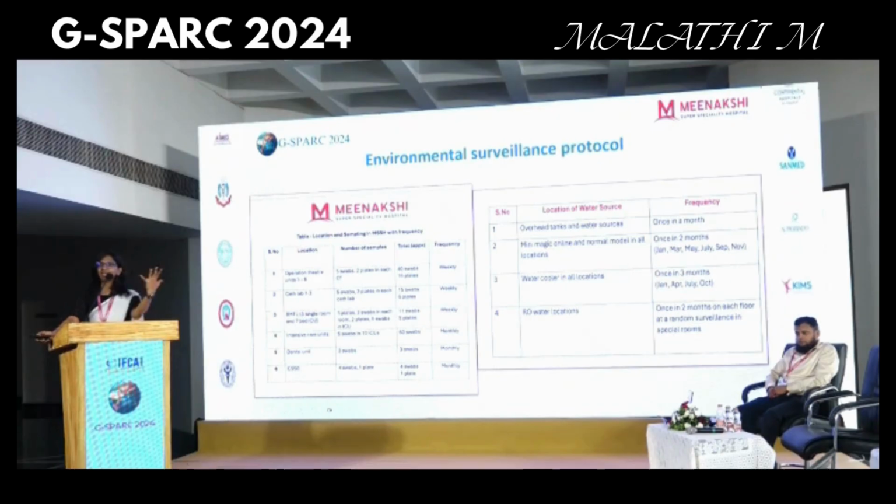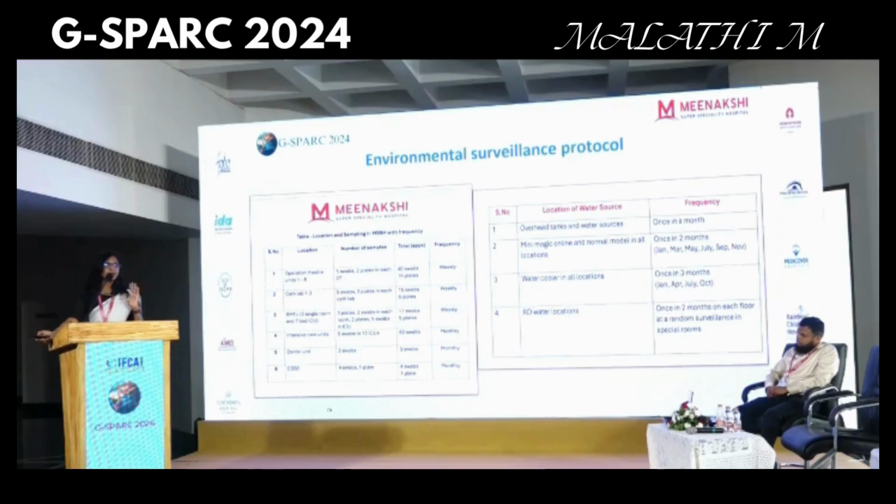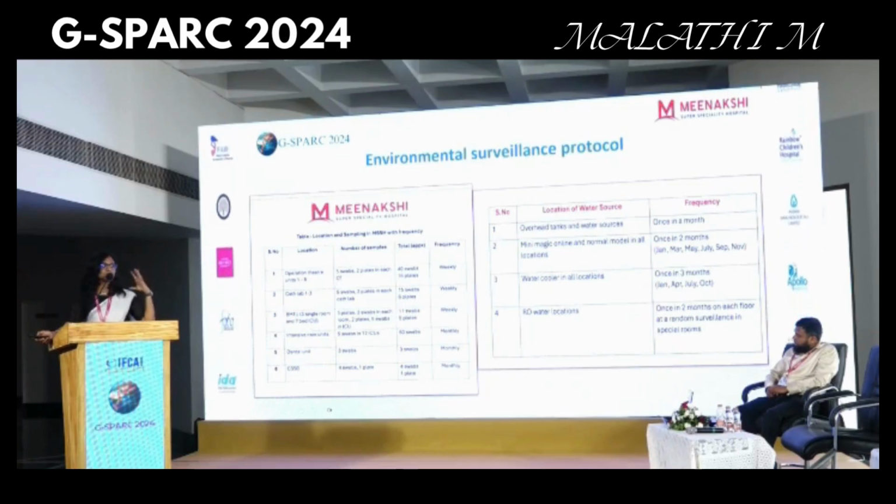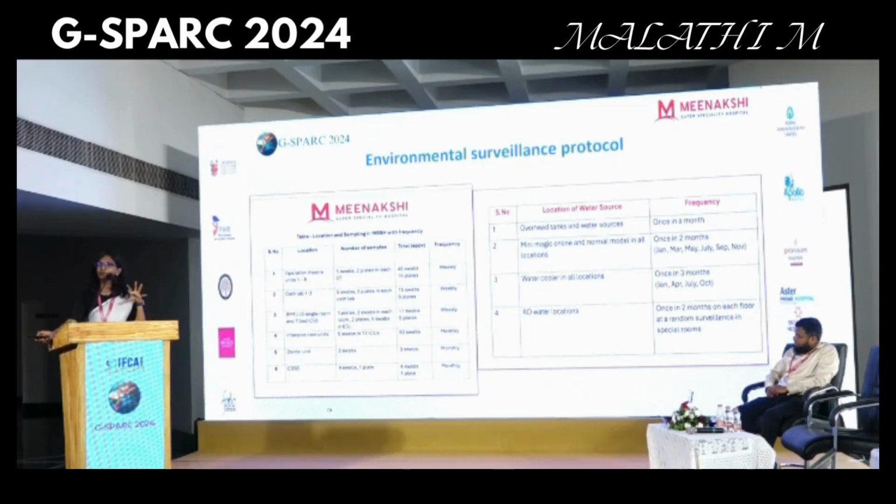Okay, so why are there variations? Because there is no defined protocol. You don't need to have a fixed protocol. Most of the time we do it monthly. In my table you can see some are 1 month, some are 2 months, some are 3 months. So how did we arrive at this?